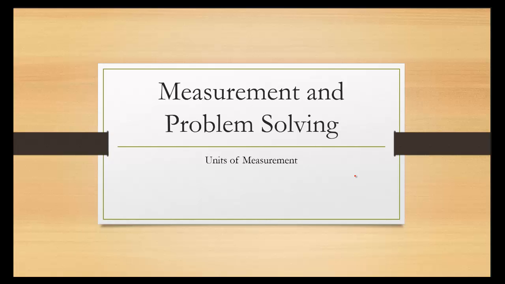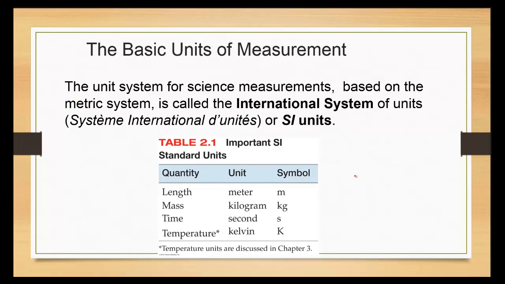In this tutorial, we will be discussing the units of measurement. The unit system for science measurements is based on the metric system. It's called the International System of Units, or SI units. Notice this is actually a French term, Systems Internationale, which is why it's SI and not IS. So here are just a few of the SI units.